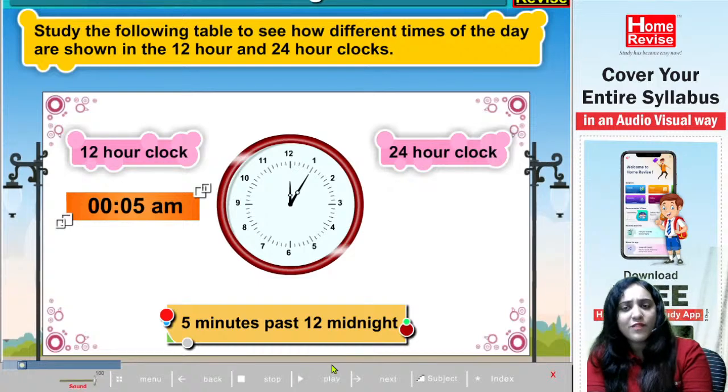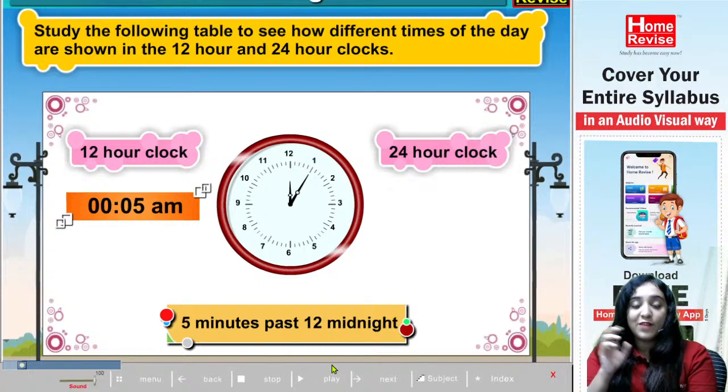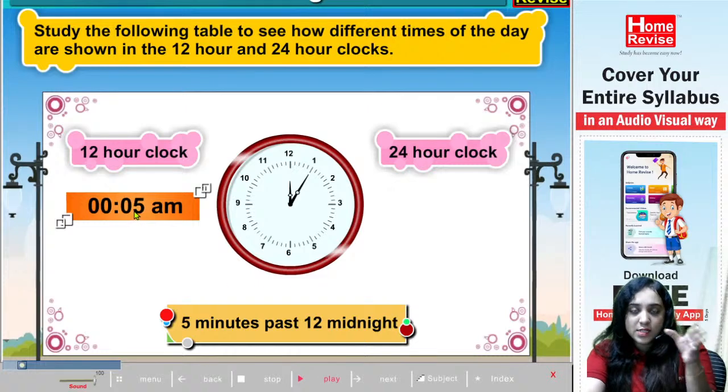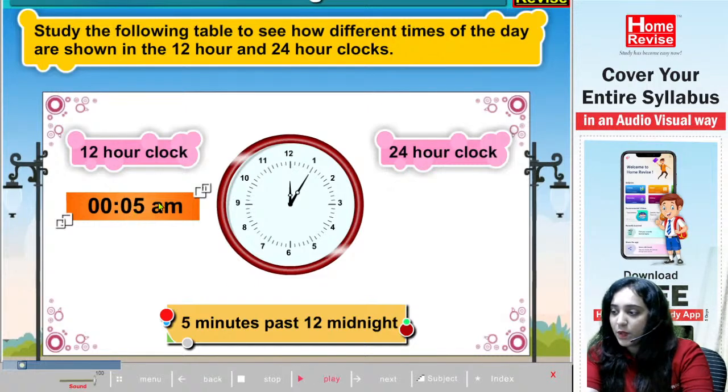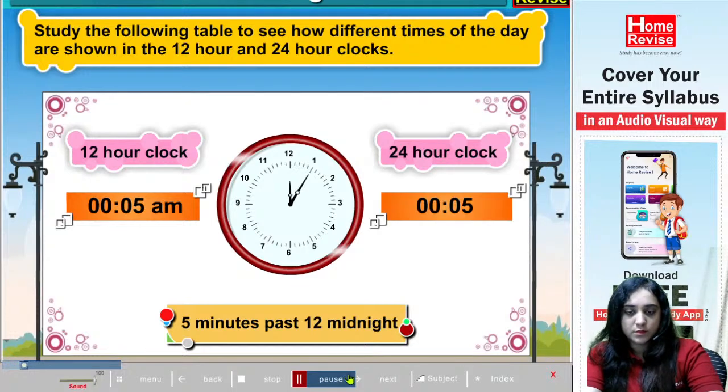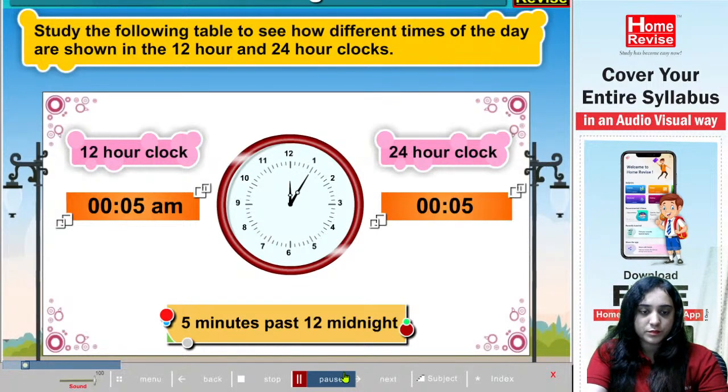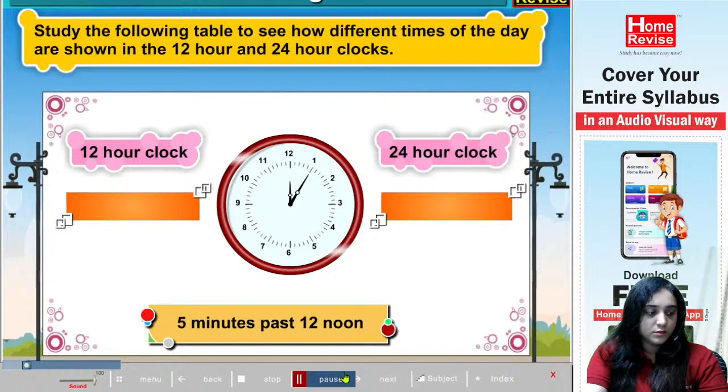12 and 5 minutes is like 12.5. But if we want to write it in the 24-hour clock it will be 00.05, which means it is night, a new day has started and only 5 minutes have passed. Okay? So the 24-hour clock is written as 00:05.